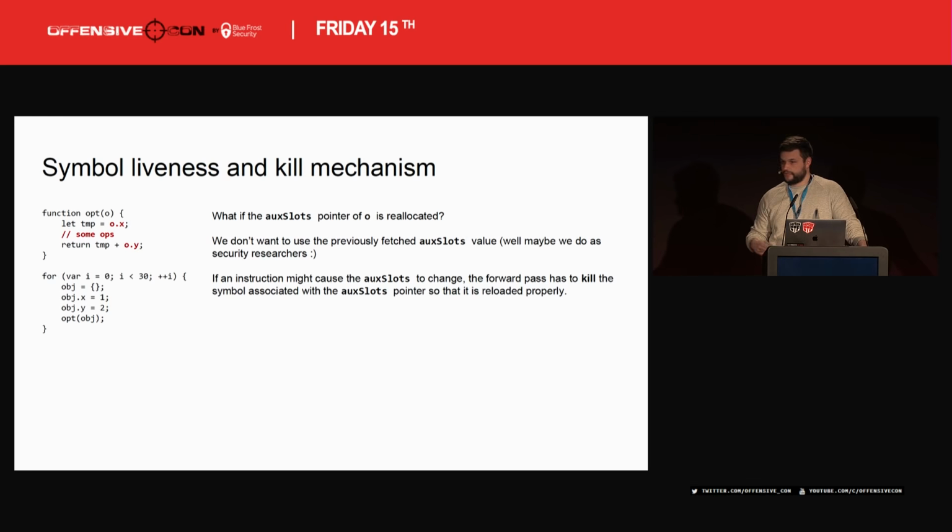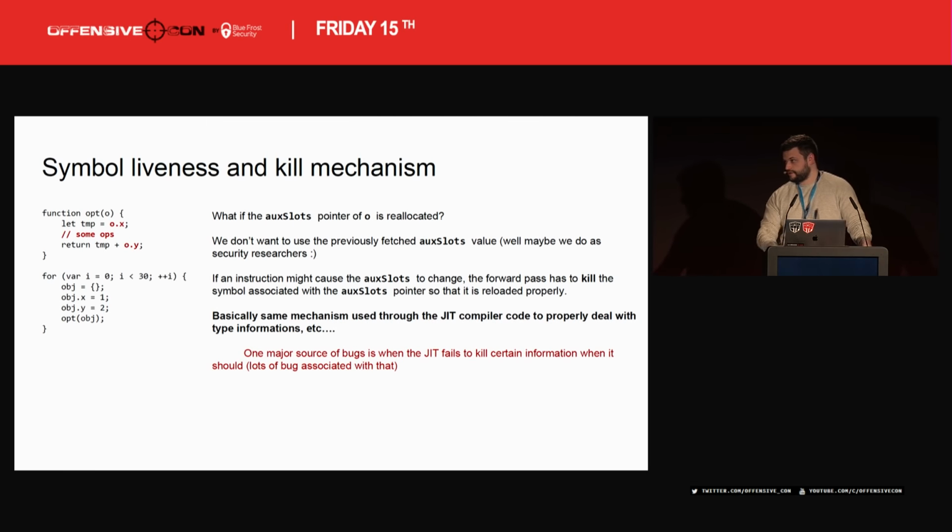The mechanism that allows the JIT compiler to deal with that is called the kill mechanism. This is Chakra lingo. If you look for the string kill in the code base, you will find some occurrences of it. In the case where some operations might cause the reallocation of the aux pointer, the JIT compiler has to kill the symbol associated with the thing that might be changed. It's the same mechanism that's used throughout the JIT compiler for all kinds of type information. If you look at some of the bug reports from Lookout or Sorry My Bad, especially with arrays, that's where the JIT compiler failed to kill certain type information under certain situations. And that's what led to those security bugs.